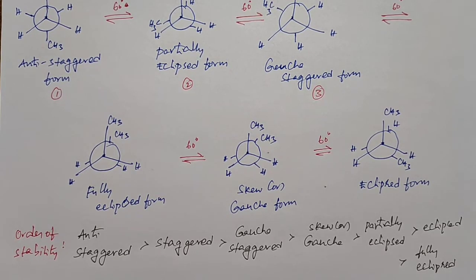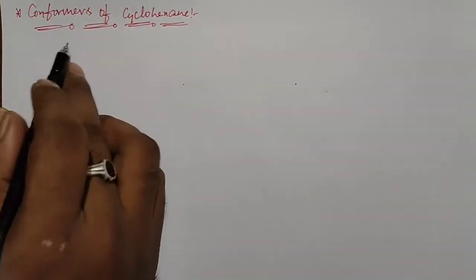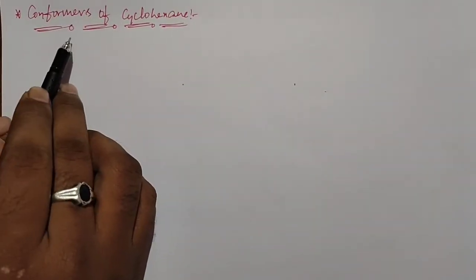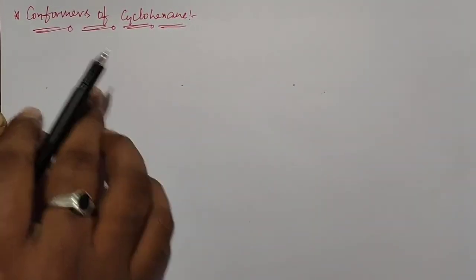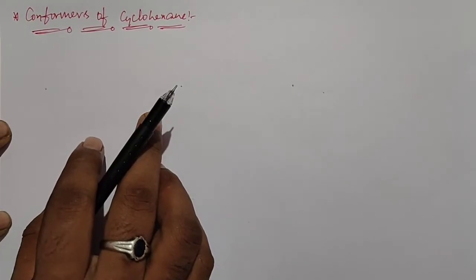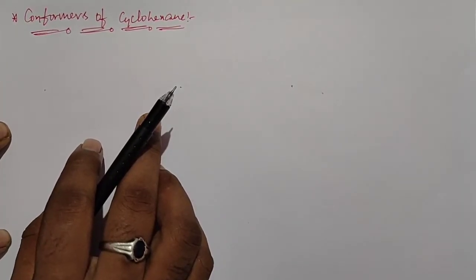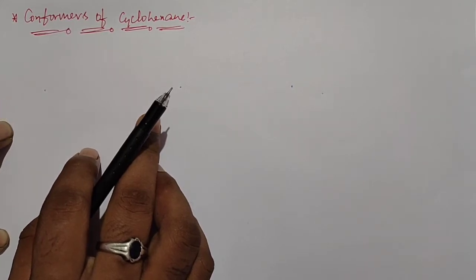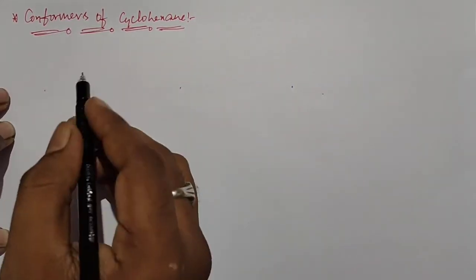Okay, next is conformers of cyclohexane. With this, the butane topic is over. For cyclohexane, we get 4 types of conformers: chair, boat, twist boat, and half chair forms. We will see them one by one. First, I take the chair.